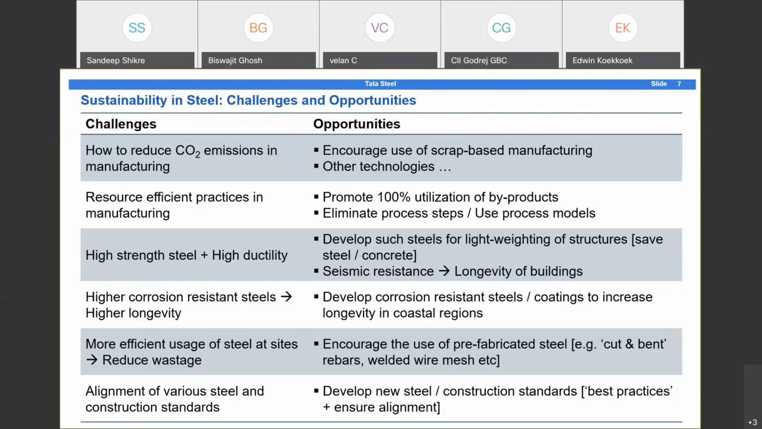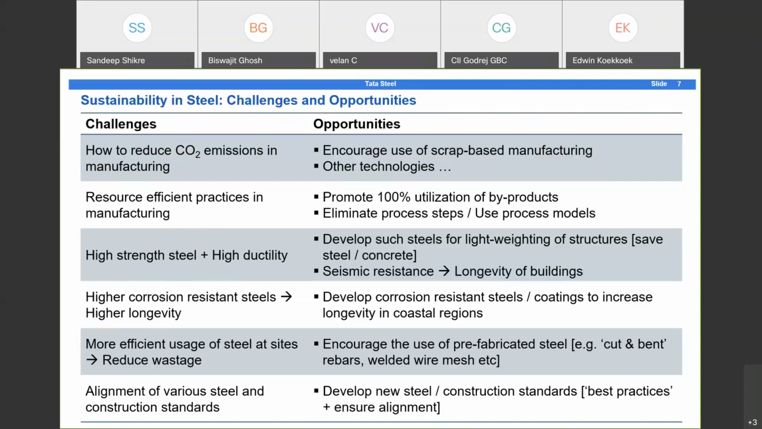The third challenge is how to have high strength steel and high ductility. Theoretically, these are two contradictory things. When we go for higher strength, the ductility or the flexibility of steel suffers or gets adversely impacted. But the challenge is how to maintain the ductility at the same level when the strength goes up, or even increase the ductility. Such development of high strength steels for light weighting of structures has been done continuously over the last 1 or 2 decades. Tata Steel has been at the forefront of such developments.